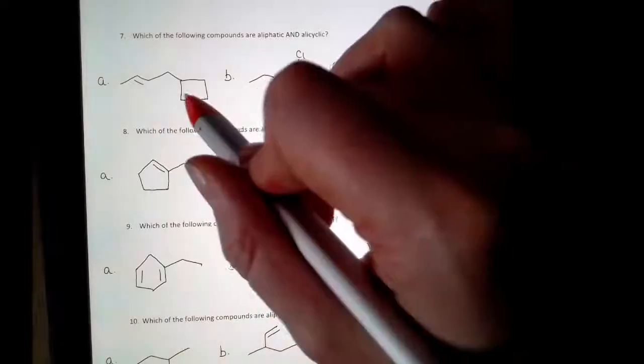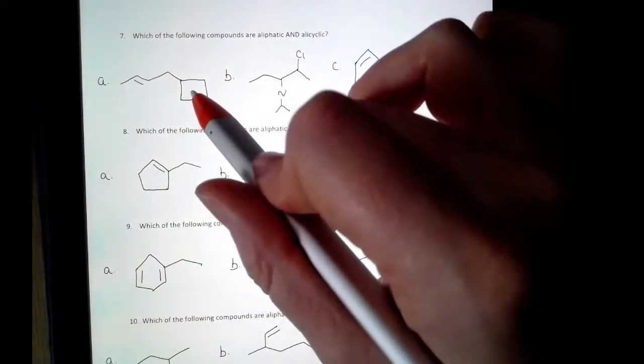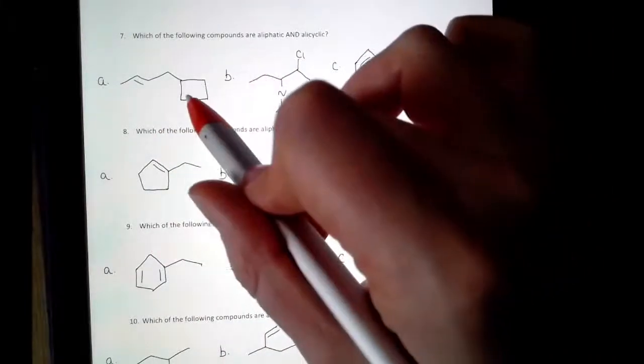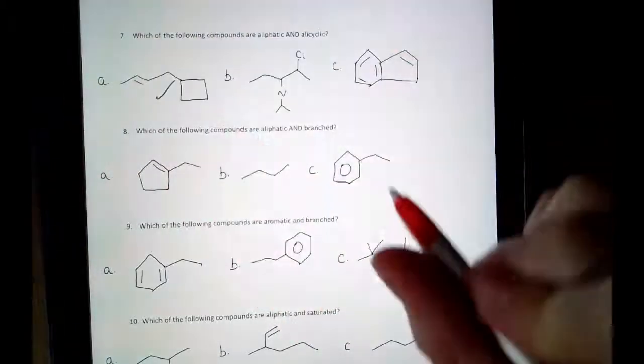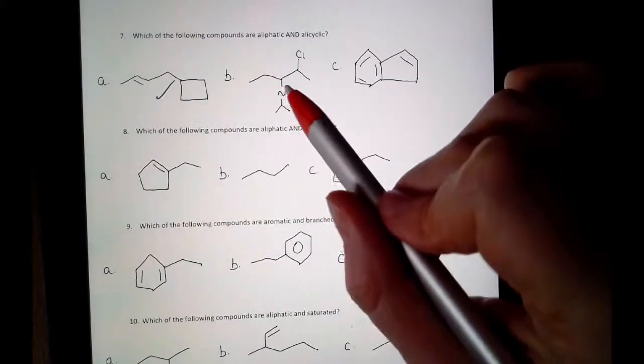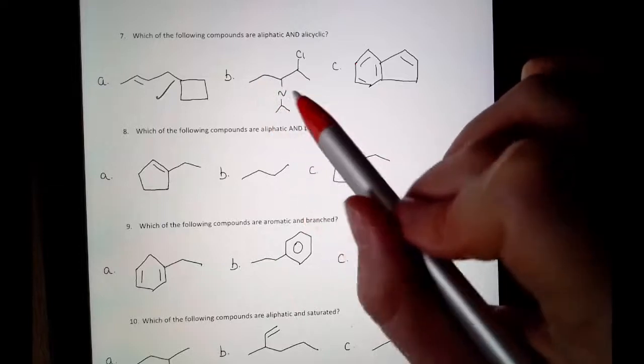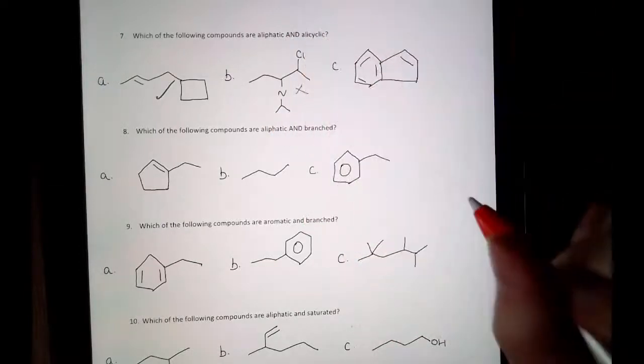So this one here, it's not aromatic. There's no benzene ring, which makes it aliphatic. And I do have a ring, which makes it both. The next one, no benzene ring. So it is aliphatic, but they're not in a ring. So therefore, it cannot be alicyclic.